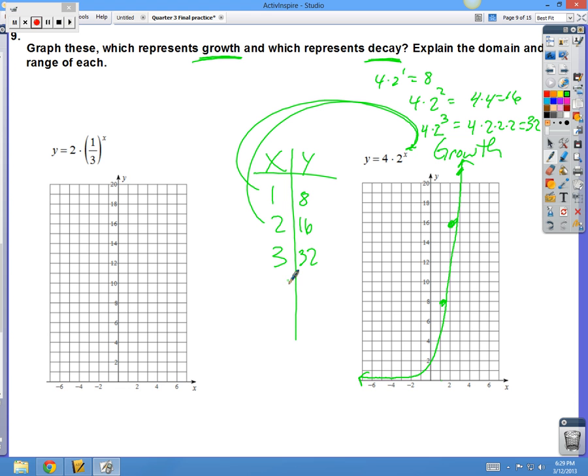So let's talk about the domain and the range. The domain is the left and right. So if these arrows keep going on forever, I'm just going to keep growing and growing. It is going to go forever left, and it's going to go forever right. So it's going to go all the way from negative infinity to positive infinity, hugged with parentheses.